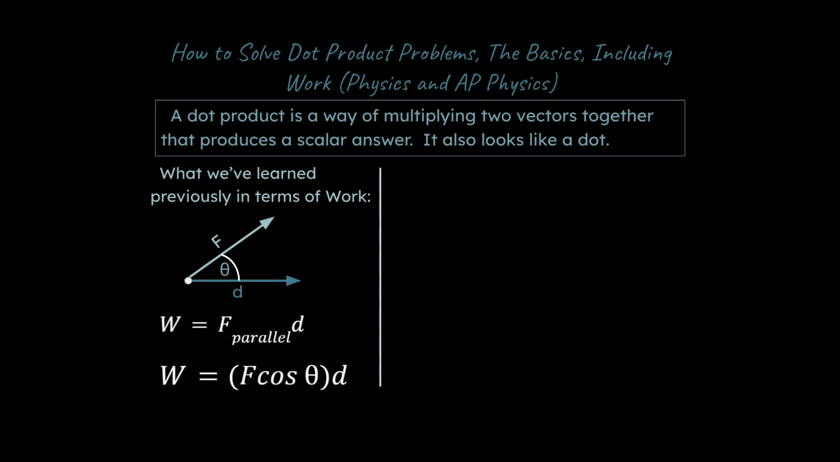Hey, welcome back. Today we're going to be talking through what a dot product is and how to solve dot product problems for physics and AP Physics classes, specifically in the context of work. What do we mean by work, and how do we use a dot product to multiply two vectors together and get a scalar answer in the form of joules?